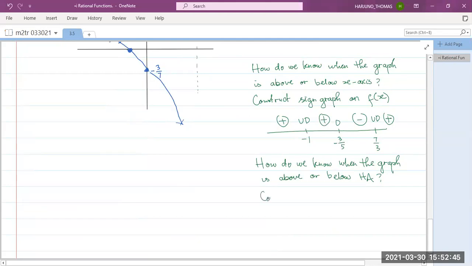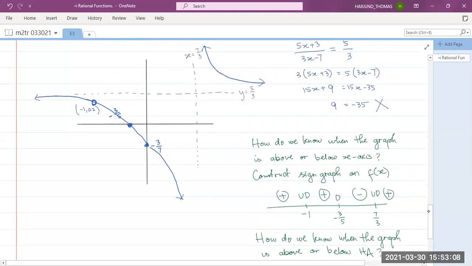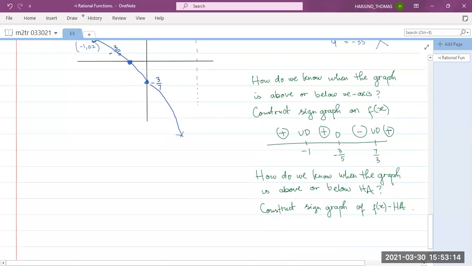Then construct a sine graph on f(x) minus the horizontal asymptote. Let's do that now, so that we know when the graph is above and below the horizontal asymptote. Let me do it here. So the function f(x) minus the horizontal asymptote, I will create the sine graph for that.